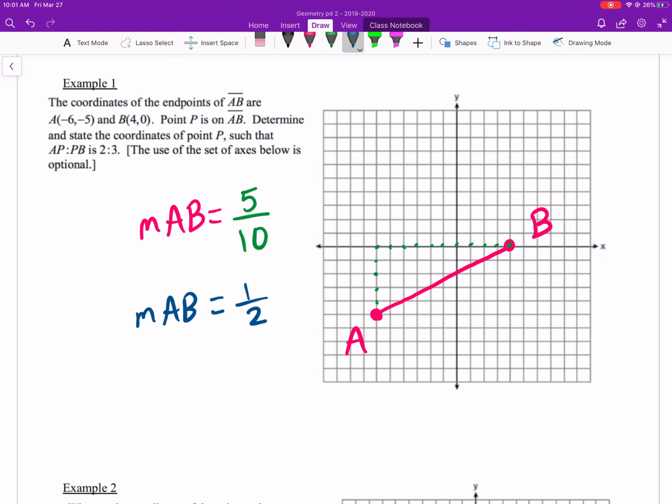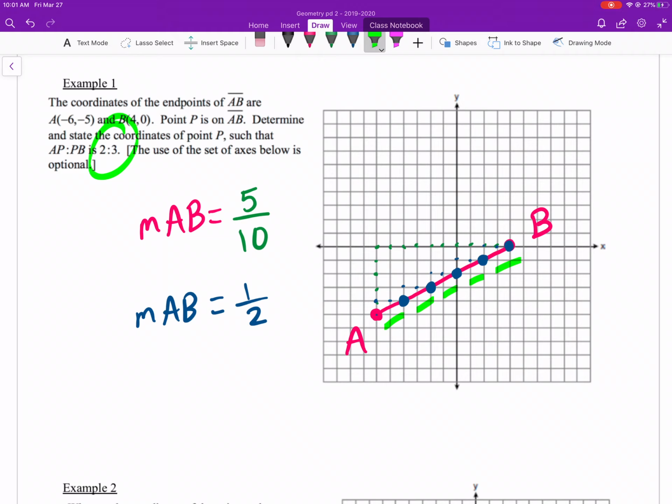And now use that to break up the segment. So from A, we're going to go up 1, right 2, make a point. Okay, and let's take a look at how many pieces we have. We have 1, 2, 3, 4, 5 pieces. Now think to yourself, is that good? Is 5 the number we want? The answer is yes. The ratio is 2 to 3. So think of that as 5 total sections.